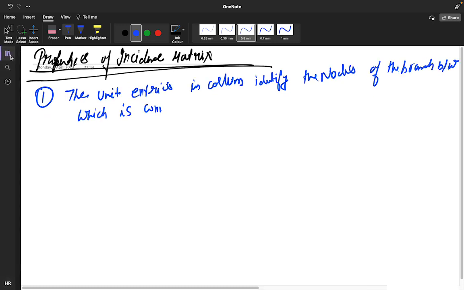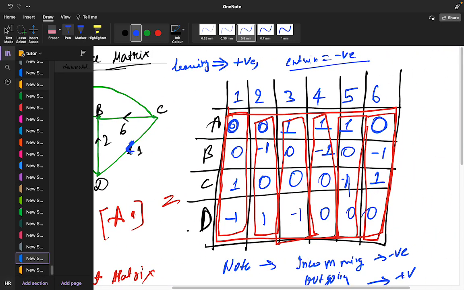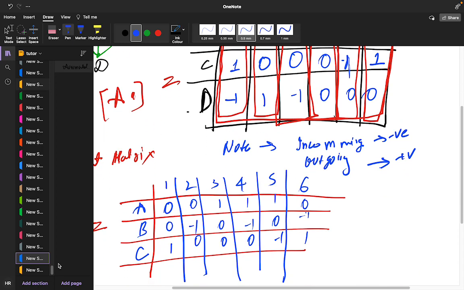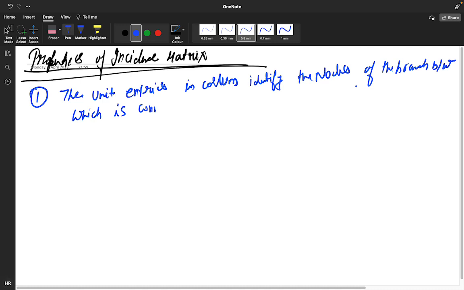So what is the meaning of this? It's a very simple meaning. See your incidence matrix. We can directly say that the 3rd, 4th and 5th branches are connected at node A. The 2nd, 4th and 6th branches are connected at node B, and at C only the 5th and 6th branches are connected, and at node D only the 1st, 2nd and 3rd are connected. That is the meaning of this statement.